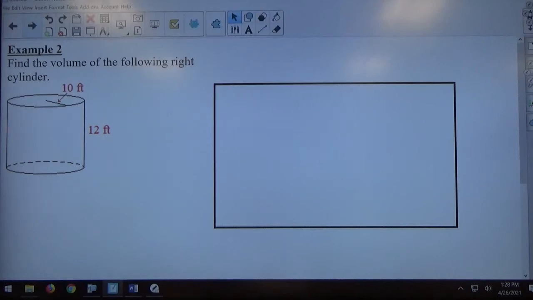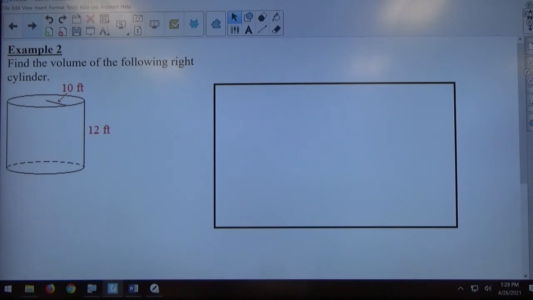Moving on to example 2, we have ourselves a right cylinder. Anybody in the room know the difference between a prism and a cylinder? So cylinders are what? Curved. Cylinders have curved bases. Prisms have straight edge bases.